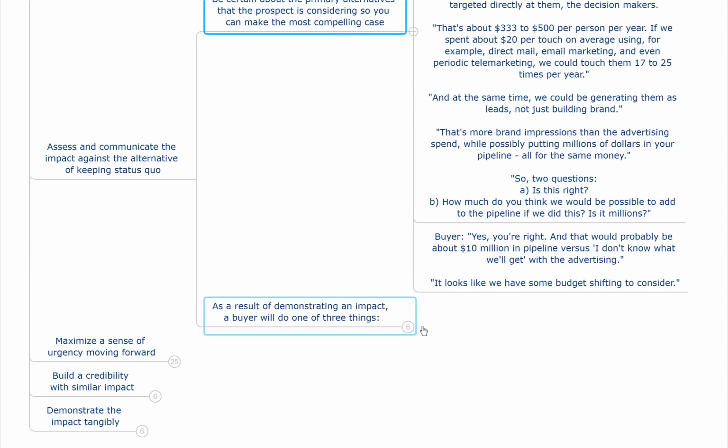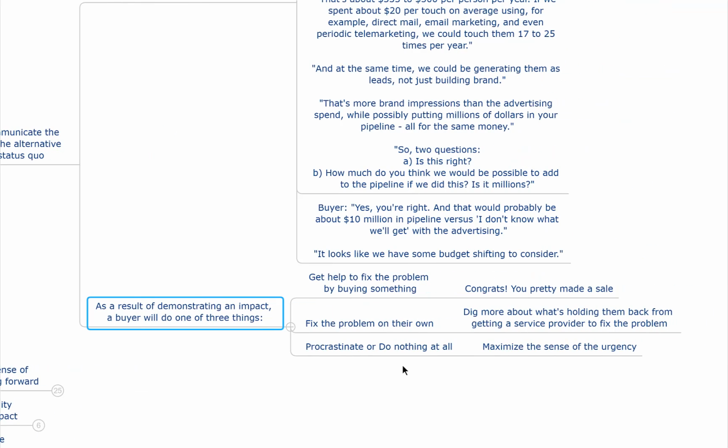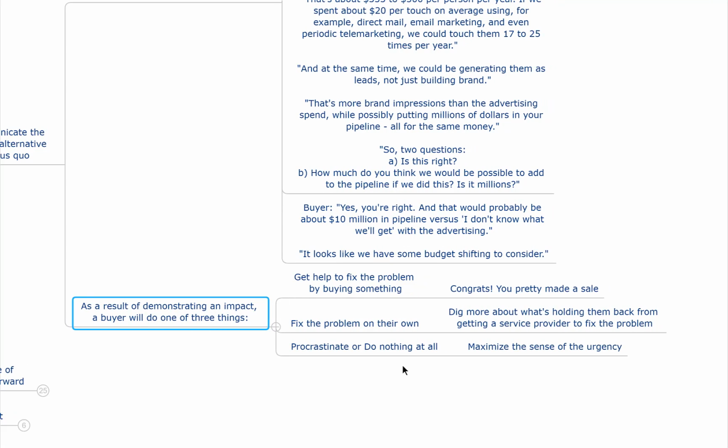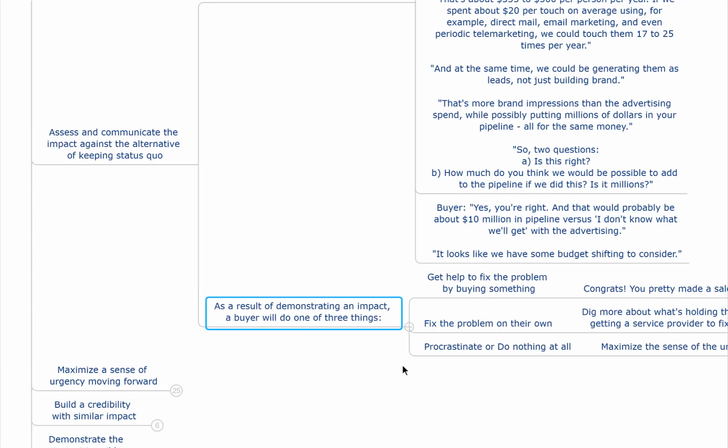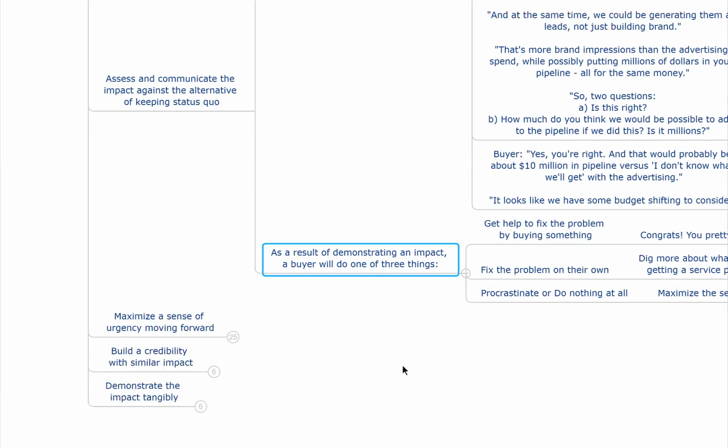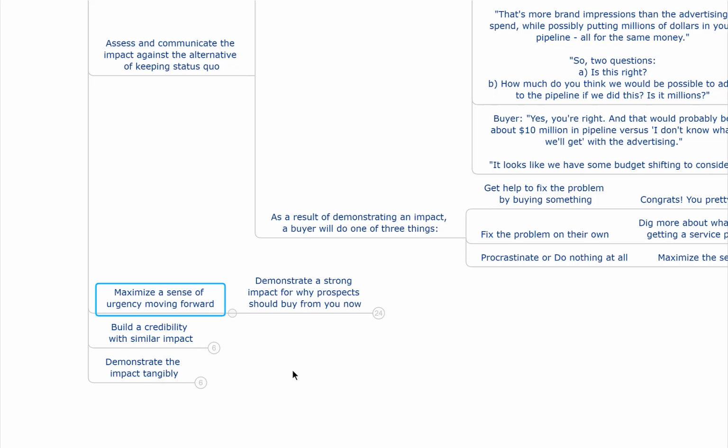As a result of demonstrating this impact like this, a buyer will do one of three things. First, they want to fix the problem by buying something. If that's the case, congratulations, you pretty much made a sale. Second, buyers might fix the problem on their own. If that is the case, dig more about what is holding them back from getting a service provider to fix this problem. Or third, procrastinate or do nothing at all. If this is the case, then you as a seller have to maximize the sense of urgency. Speaking of that, let's talk about how to maximize the sense of urgency moving forward.